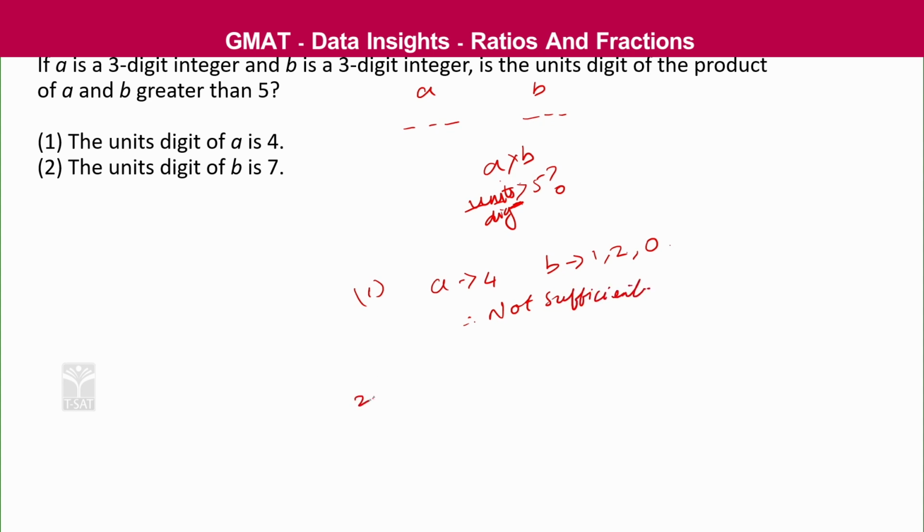Now look at statement 2. Statement 2 tells us that the units digit of B is 7. So, therefore, A can be anything. If the units digit of A is 0, then the product's units digit is less than 5, but if it is 1, it is greater than 5.